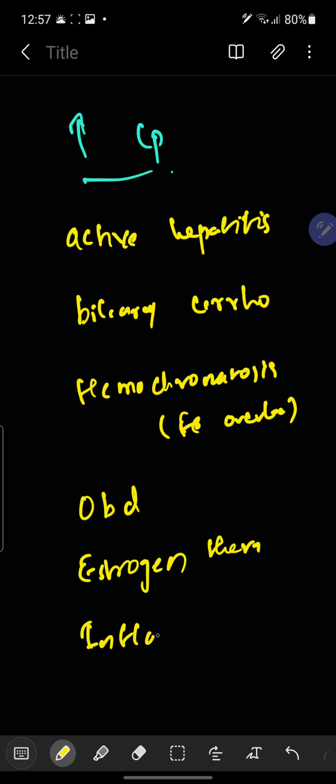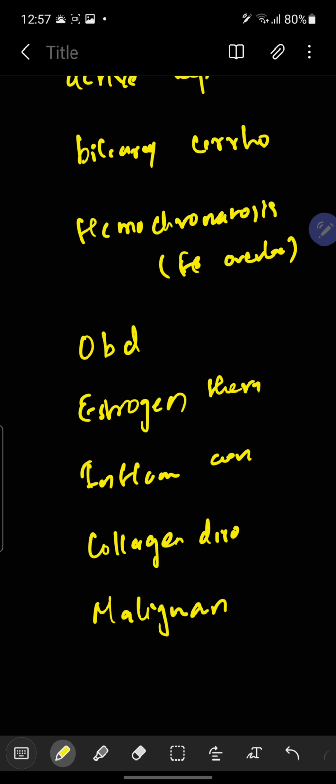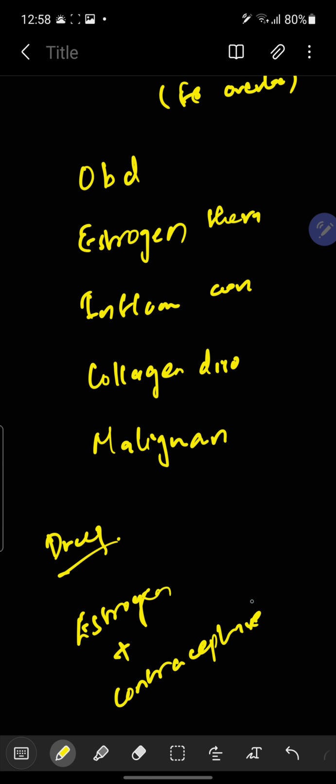During inflammatory conditions, as I have mentioned previously, the macrophages will also produce ceruloplasmin. During inflammatory conditions, the level of ceruloplasmin will be high. Then come the collagen disorders, and malignancies. Okay, these are the conditions in which the plasma ceruloplasmin levels are increased. So there are certain drugs which increase the ceruloplasmin level, that is estrogens plus the drugs which are used for contraception, that means contraceptive drugs. The ceruloplasmin contains 6 to 8 copper atoms per molecule.